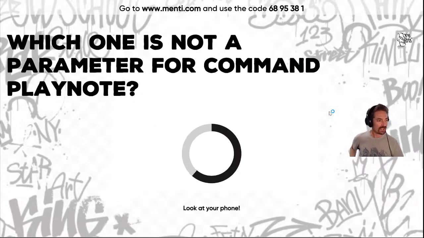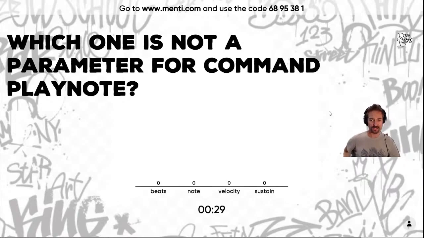Which one is not a parameter for the command play note? We learned about some parameters. Which one is not a parameter? Beats, note, velocity, or sustain? This is kind of hard. Little tricky, man.